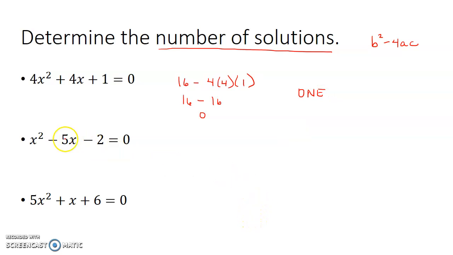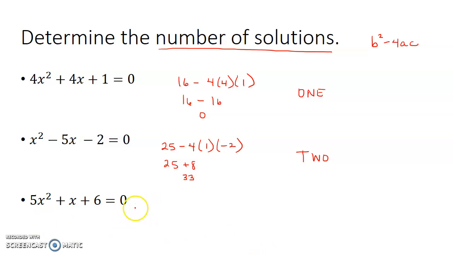The next one, I have negative 5 squared is 25 minus 4 times 1 times negative 2. So I end up with 25, and negative 4 times 1 times negative 2 will end up being a positive 8, so plus 8. So I get 33. That's a positive number. When I take the square root of 33, I'll get the positive or negative root of 33. So I will have 2 solutions.